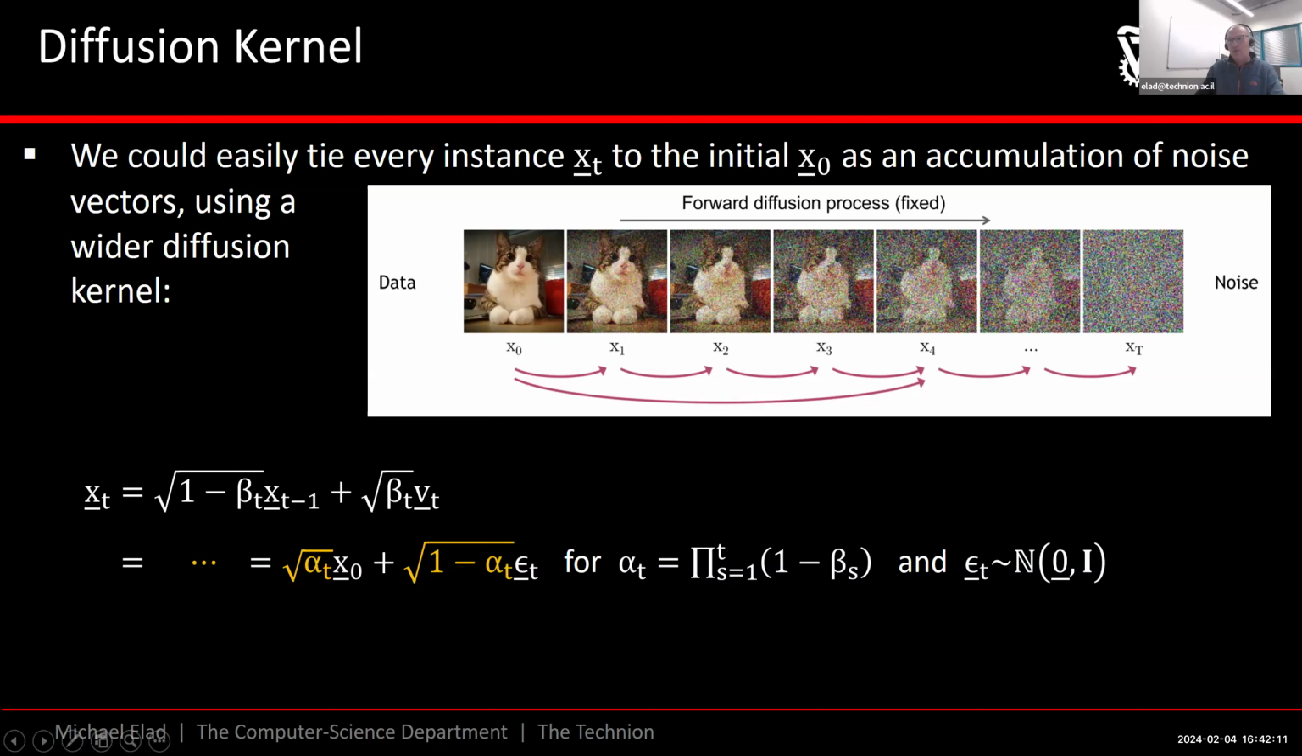This is interesting because it really means that if you want to write the conditional probability of xt given x0, you can write it down as a Gaussian as well. It's a Gaussian with xt as the variable, with mean, which is exactly this term, square root of alpha t x naught, and the variance is the square of this, 1 minus alpha t. Same rationale as before.